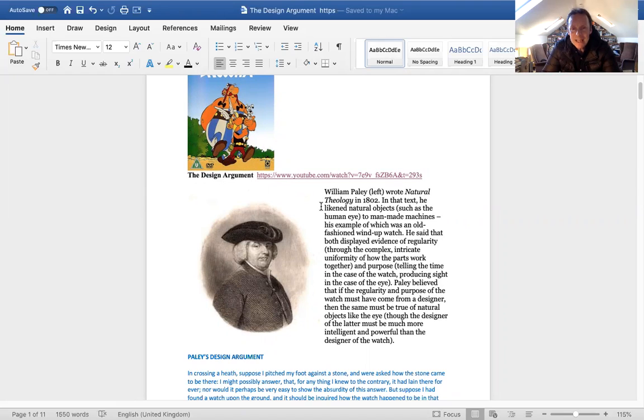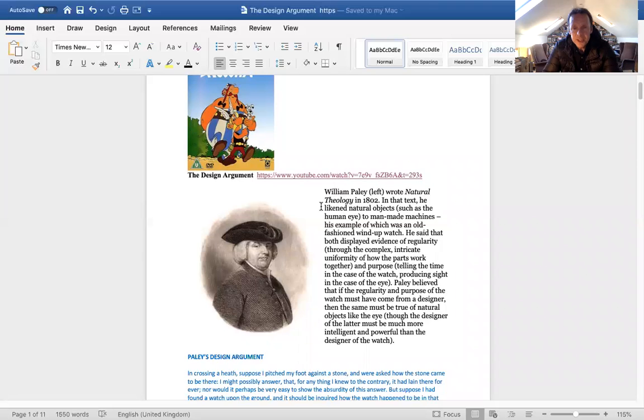But William Paley in the 19th century really takes hold of the argument and presents it forcibly. In 1802, he wrote Natural Theology. It was the book that Charles Darwin was reading on his voyage to the Galapagos Islands because he was interested in design. And Paley has some interesting ideas.